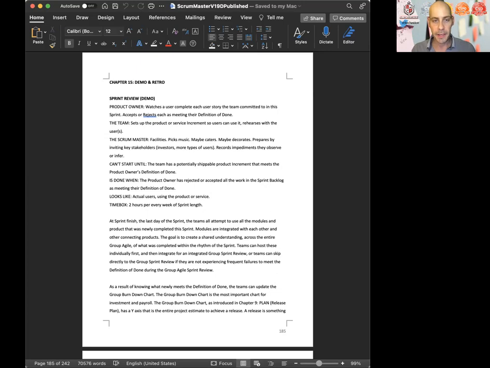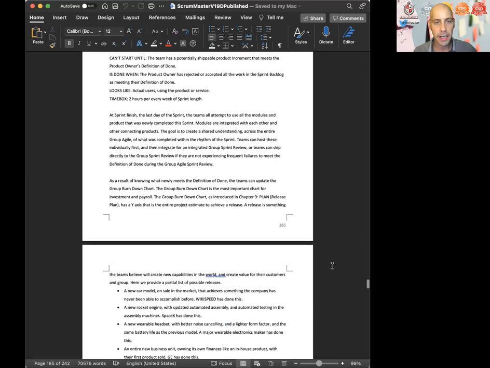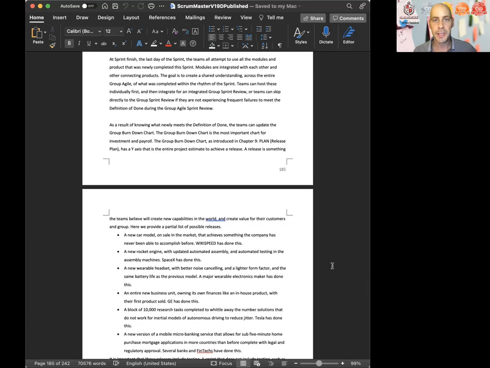At sprint finish, the last day of the sprint, the teams all attempt to use all modules and product that was newly completed this sprint. Modules are integrated with each other and other connecting products. The goal is to create a shared understanding across the entire group Agile of what was completed within the rhythm of the sprint. Teams can host those individually first and then integrate for an integrated group sprint review. Or teams can skip directly to the group sprint review if they are not experiencing frequent failures to meet the definition of done during the group Agile sprint review.